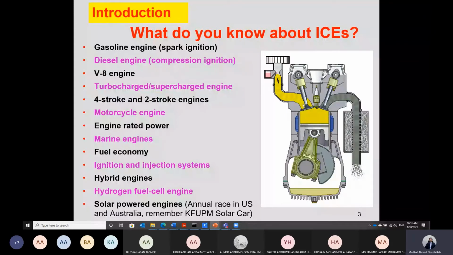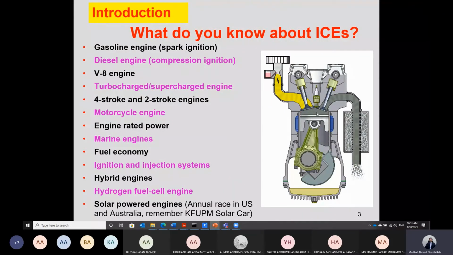When the intake valve opens, this mixture will be introduced inside the cylinder while the piston is moving down. When the piston is moving down, it will create a low pressure inside the cylinder to suck this air plus fuel inside. Then the piston will be moving up. It will compress this mixture of air plus fuel to high pressure, high temperature. Then the spark plug will generate the spark to start the combustion process.